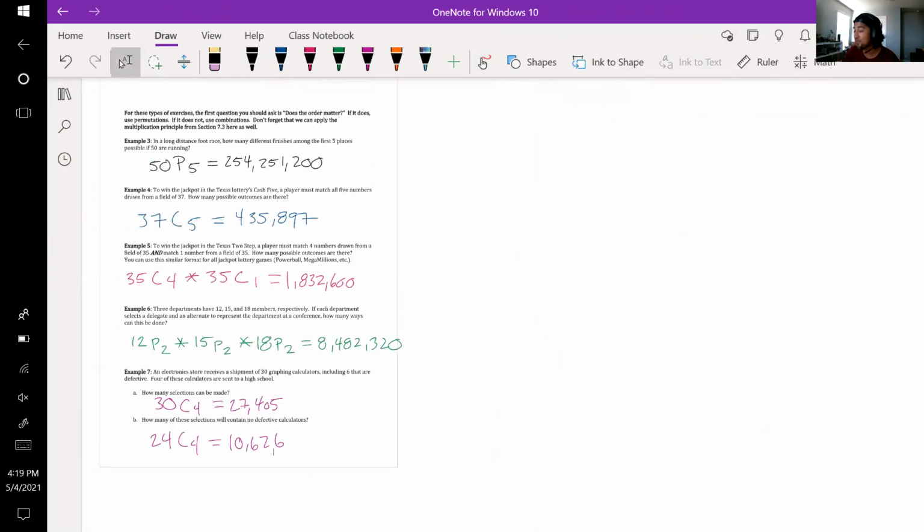Okay. B, how many 3-digit combinations are possible if no digits are repeated? So this means that you have 10 choices for the first one. I can't repeat that number, so we lose a number, which means we have 9 choices for the second number. And now I can't repeat any of those 2 numbers. So this means I have 8 choices for the third. And we get 720 possible choices if no digit is repeated.